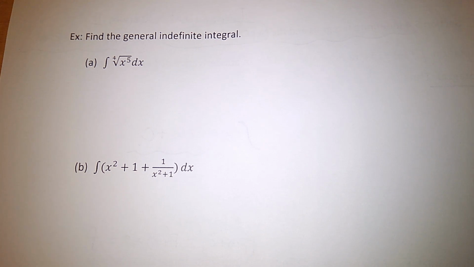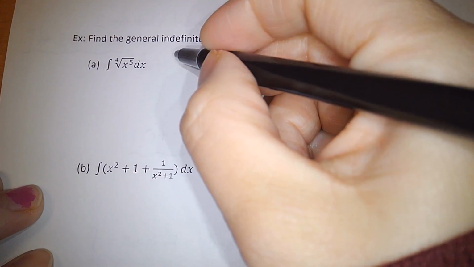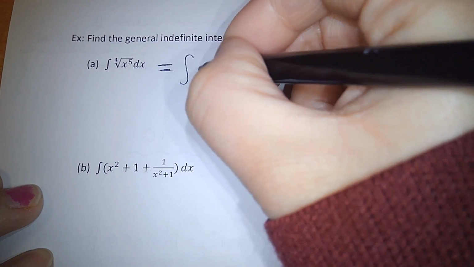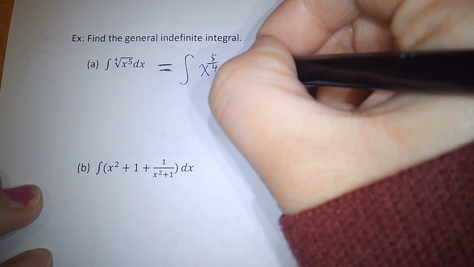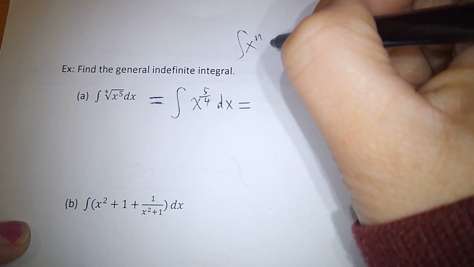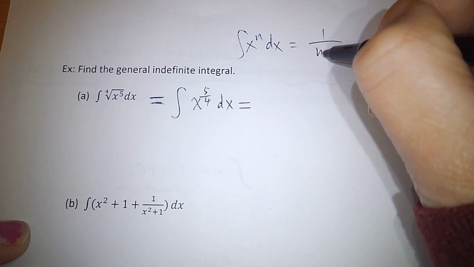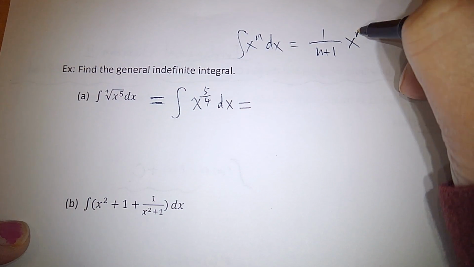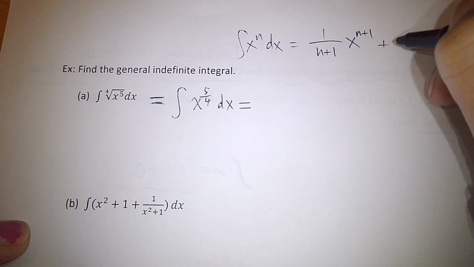Over 9 times x to the 9 over 4 plus this constant c. Yes, you're right. So I'll just rewrite this and write down the answer. This is the integral of x to the 5 over 4 dx, by using that rule: the integral of x to the nth power dx equals 1 over n plus 1 times x to the n plus 1, and then plus constant c.